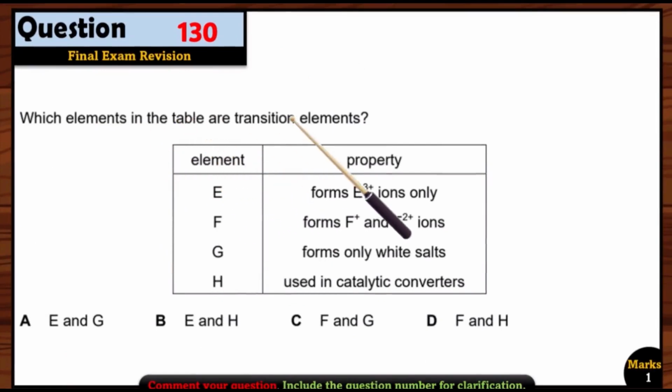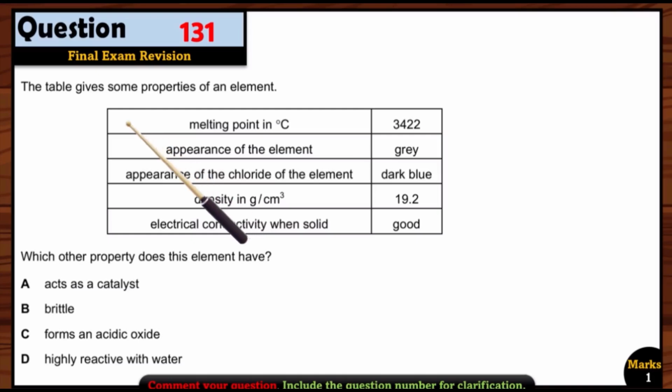Question 130. Which elements in the table are transition elements? So these are all elements E, F, G, and H. Let's see the properties. Forms E3+ ions only. So it means it's not a transition element. Forms F+ and F2+ ions. Yes, it's a transition metal. G forms only white salts. Wrong. Transition elements form colorful salts. H is used in catalytic converters. Yes, that's right, because it has catalytic properties. So F and H are the transition elements. That is option D.